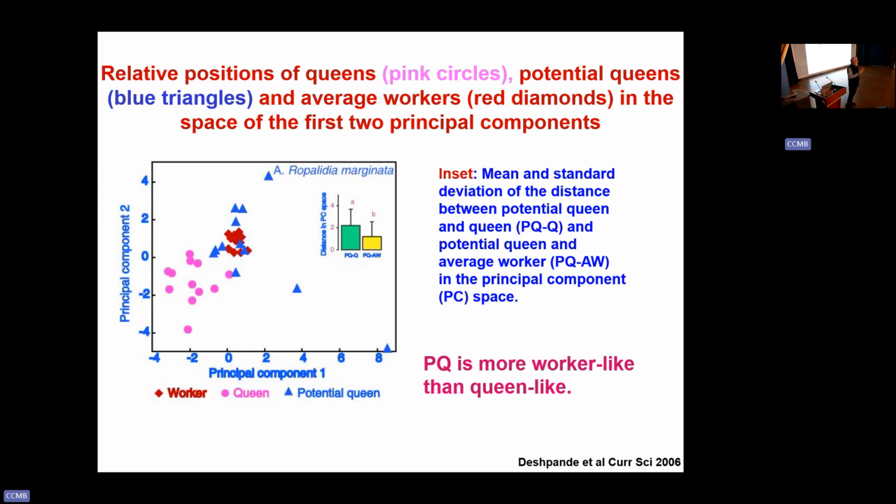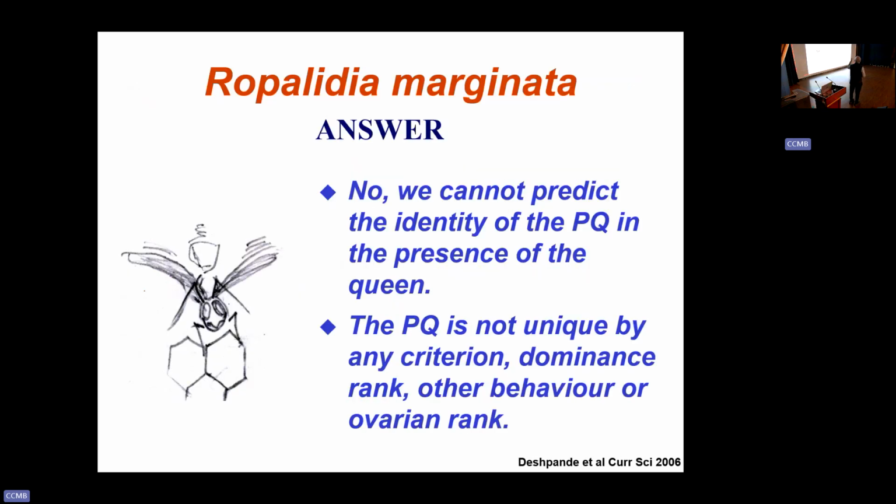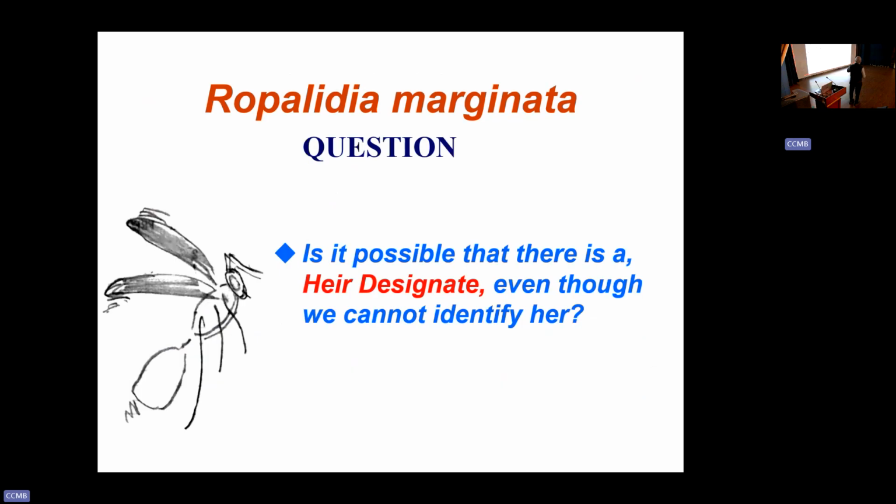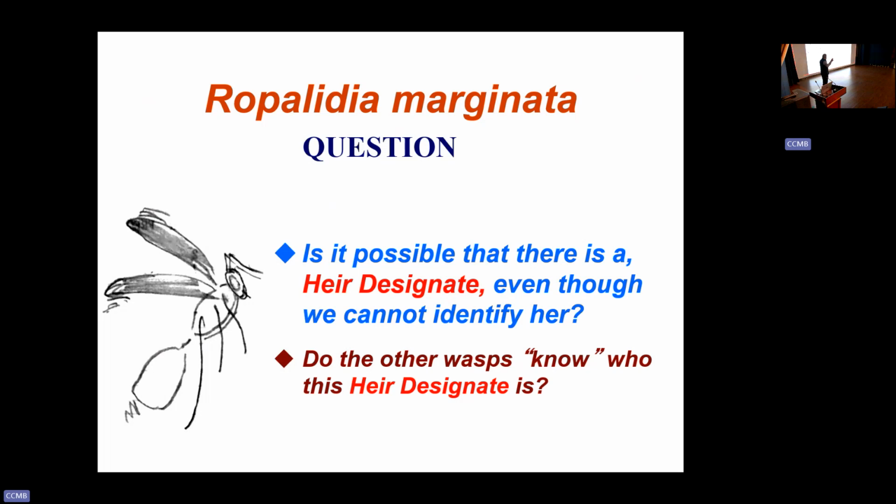But the way in which we did this experiment was totally different from all previous experiments. In previous ones we had a question or we had a hypothesis. Here, neither question nor hypothesis, but we had an assertion. We said, let us first frame the question in a more technical way so that people are more sympathetic to what we are doing. So instead of saying do the wasps know, we simply said, is it possible that there is a hair designate even though we cannot identify her, and do the other wasps somehow know who this hair designate is?